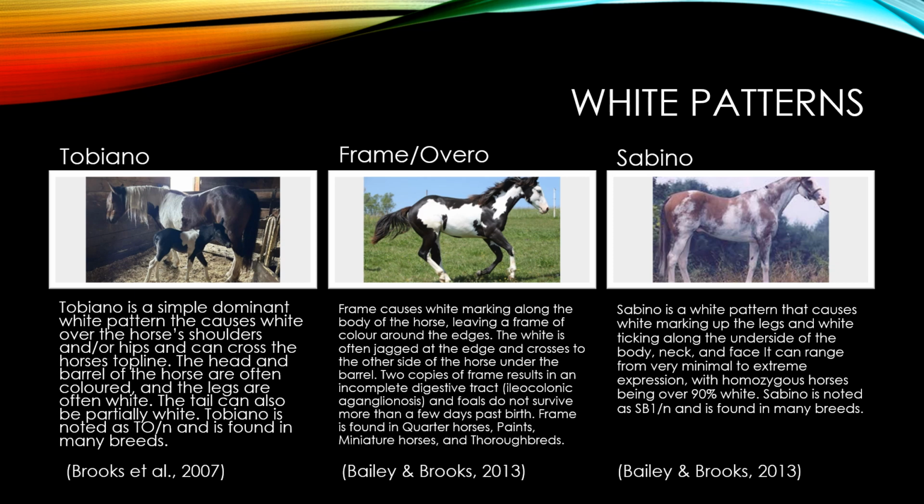Sabino is the next white pattern. It causes white markings on the legs and white ticking along the underside of the body, neck, head, and face. It can range from very minimal to extreme expression, with horses with 2 copies being over 90% white sometimes. Sabino is noted as SB1/N and is found in many breeds.